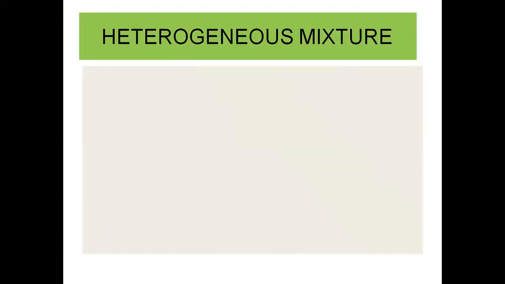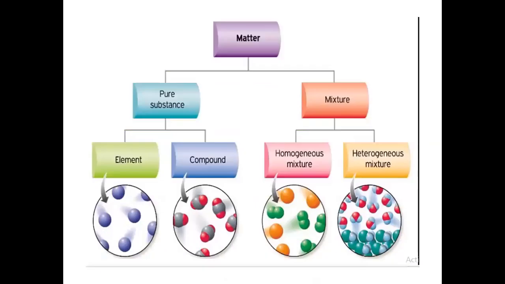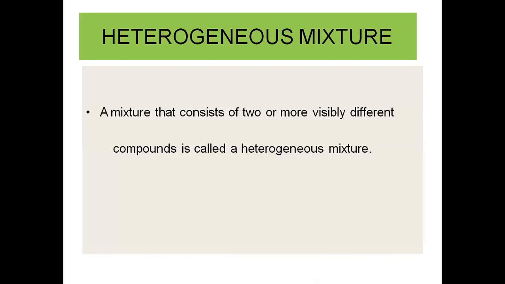The second class of mixture is the heterogeneous mixture. Let's see what the properties of the heterogeneous mixture are. A mixture that consists of two or more visibly different compounds is called a heterogeneous mixture. You can visualize this heterogeneous mixture. For example, you mix oil in water. You can distinguish between the oil and the water. It means that in the heterogeneous mixture, you can visualize two or more phases.